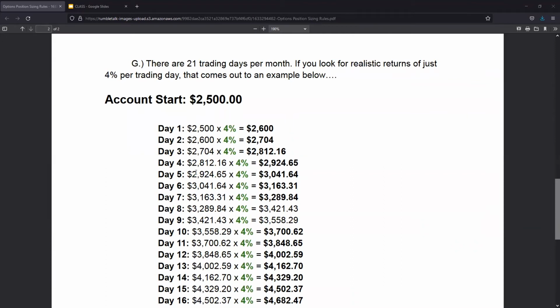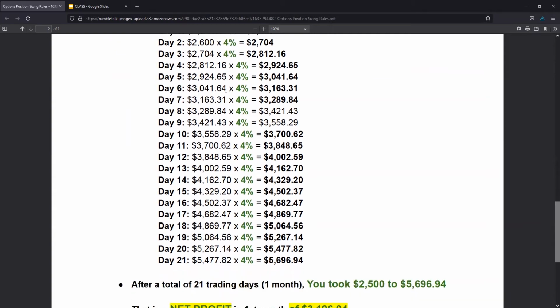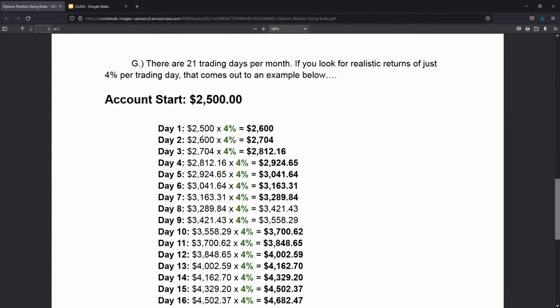So let's say day 1, we started with that $2,500, made 4%. At the end of day 1, you're at $2,600. Day 2, if you have a $2,600 account, multiply that by 0.12, now you're making a $312 trade. Notice that first trade, $2,500 multiplied by 0.12, was a $300 trade. Day 2, your account's at $2,600. Now when you make a 12% trade, it's a $312 trade.